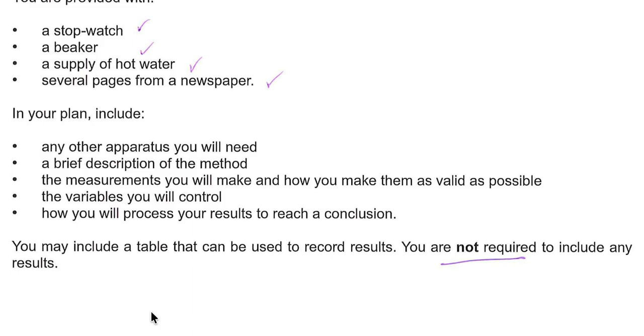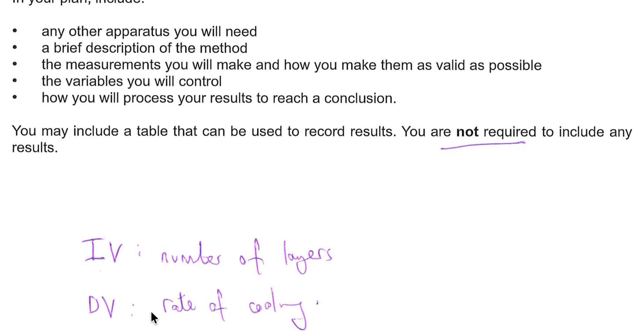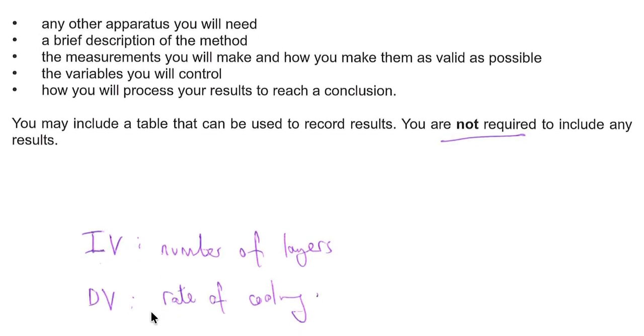I think what you need to do is identify variables and go from there. So the first thing here is our independent variable is the number of layers. Okay, the independent variable is the number of layers of newspaper. We're going to add or take away newspaper. The dependent variable is the rate of cooling. It's the number of degrees per second that will cool down.